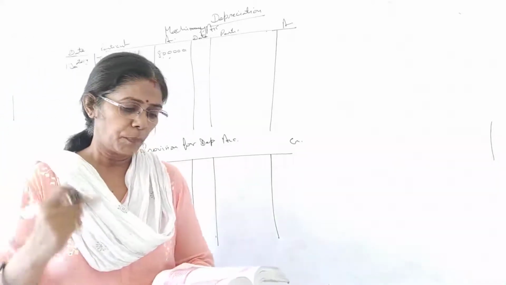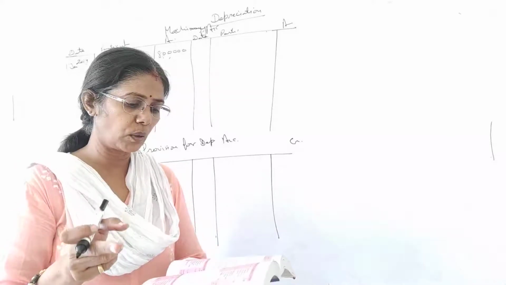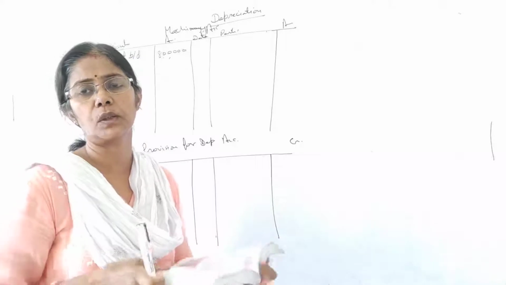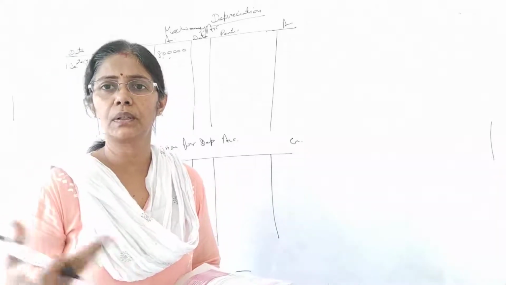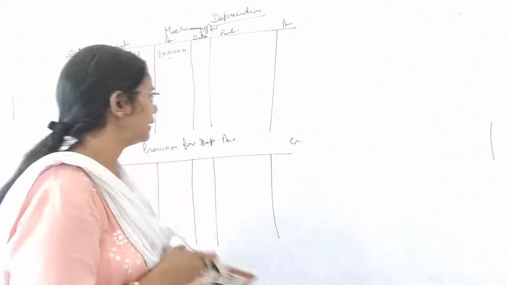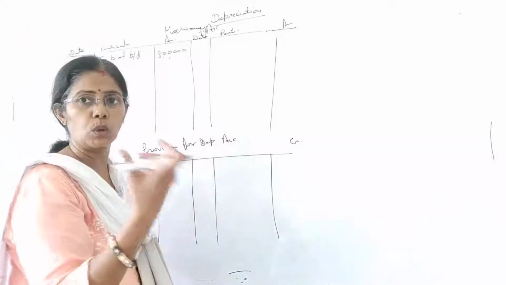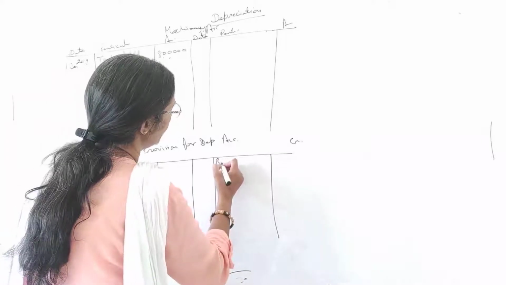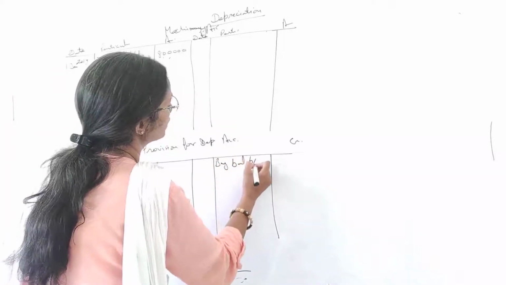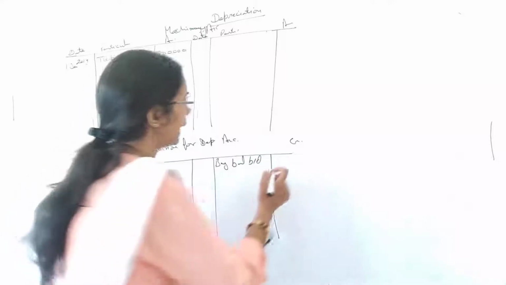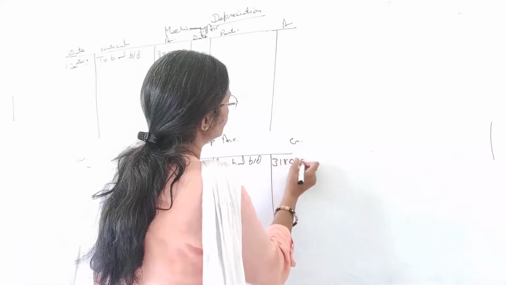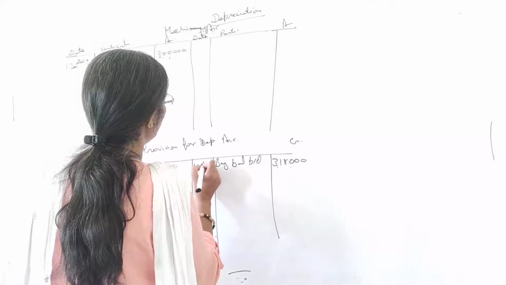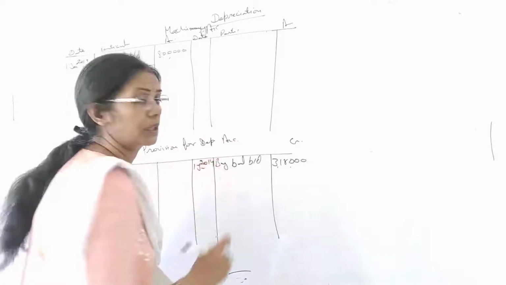Second, it is telling provision for depreciation as on the same date, 1st January 2014. This is 3,80,000. Students, provisions are your liabilities and having the credit balances. So when we take the opening balance, we will start from the credit side. Balance brought down, this is 3,80,000. Date is the same, 1st January 2014.